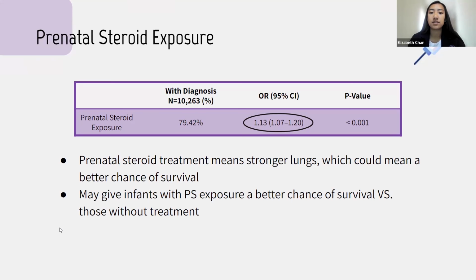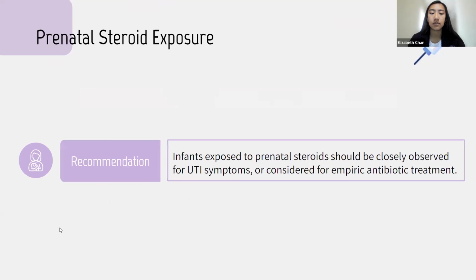However, we suspect that prenatal steroid exposure may vary UTI risk because these infants had a better chance of initial survival due to their stronger lungs, which may give them more time to contract a UTI as compared to infants that didn't receive prenatal steroids. So we recommend that infants whose mothers were treated with prenatal steroids be given additional consideration when a UTI is suspected, and if necessary, they should be considered for empiric or preemptive UTI treatment.